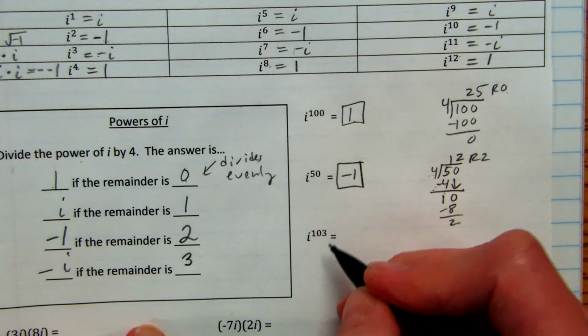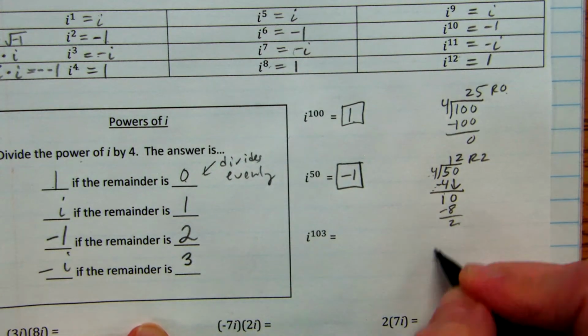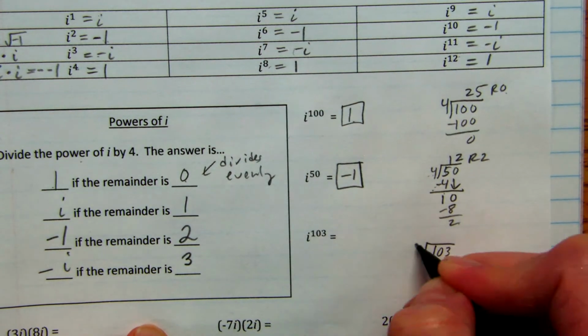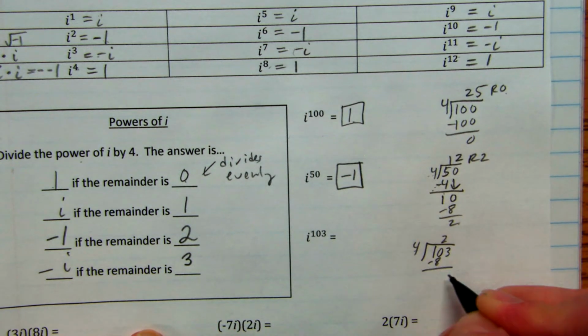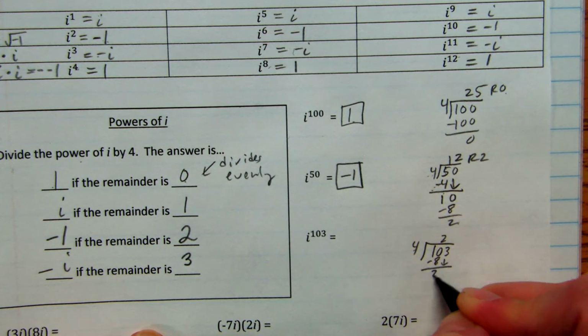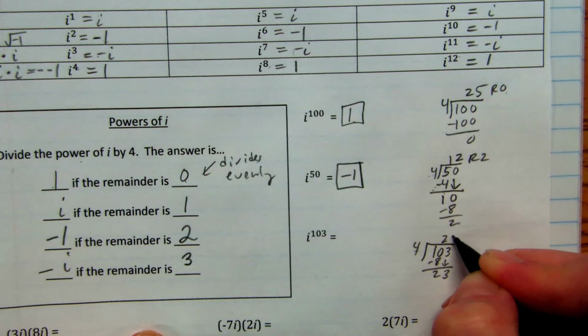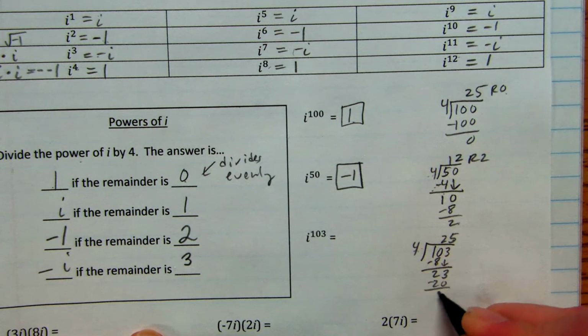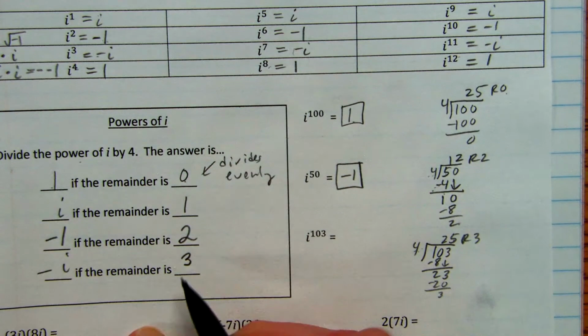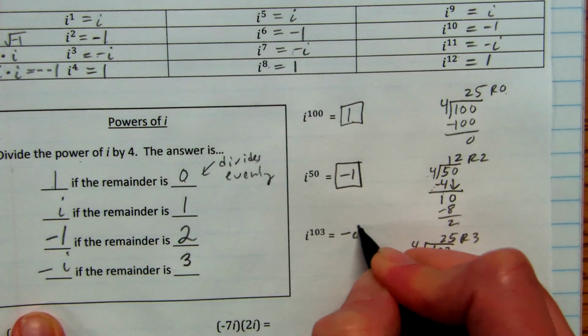And then if you get to the 103rd power, if we divide that by 4, 4 goes into 10 twice. 2 times 4 is 8. Subtract, bring down the 3, we get 23. 4 goes into 23, 5 times. 5 times 4 is 20. Subtract, and we get a remainder of 3. So if the remainder is 3, it's -i.